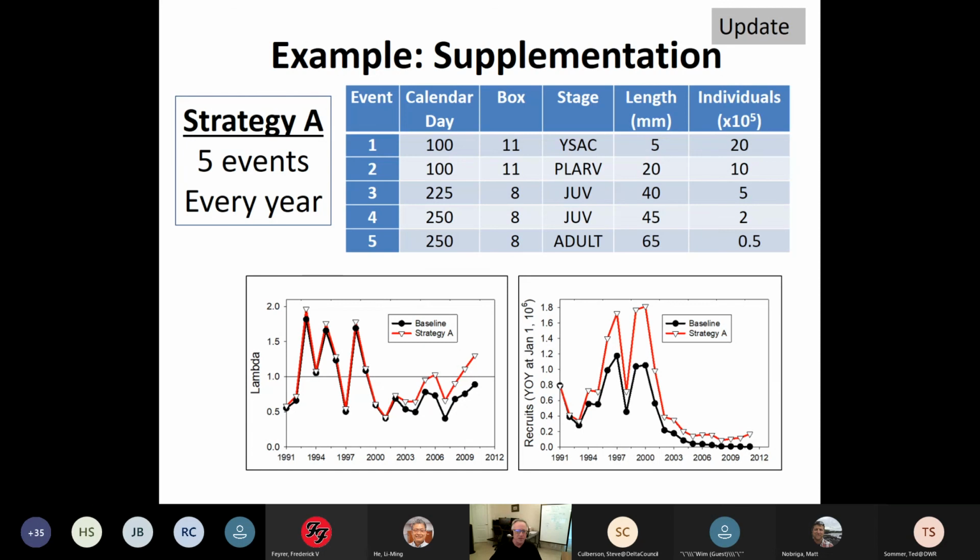Finally, supplementation, and you saw this before, part of the update, and we had questions about that, so I won't belabor this, but you're already seeing interesting patterns I wouldn't have predicted of lambda responding in different years than recruits. And I have to think about that some more.